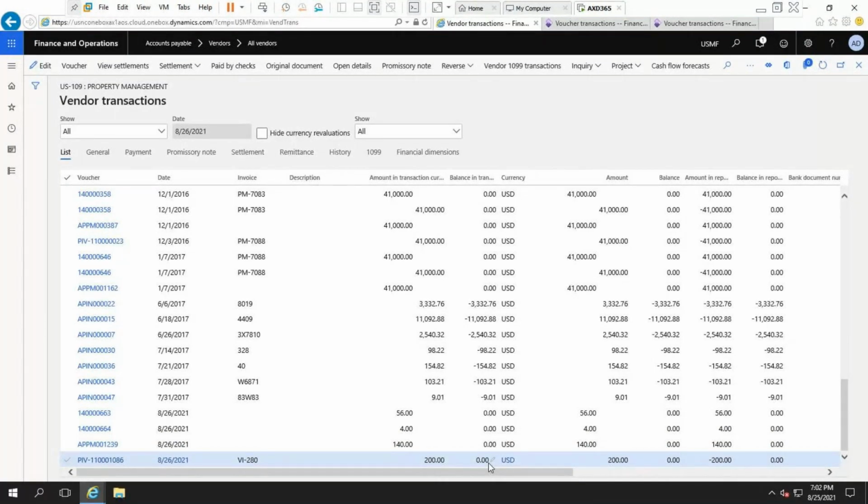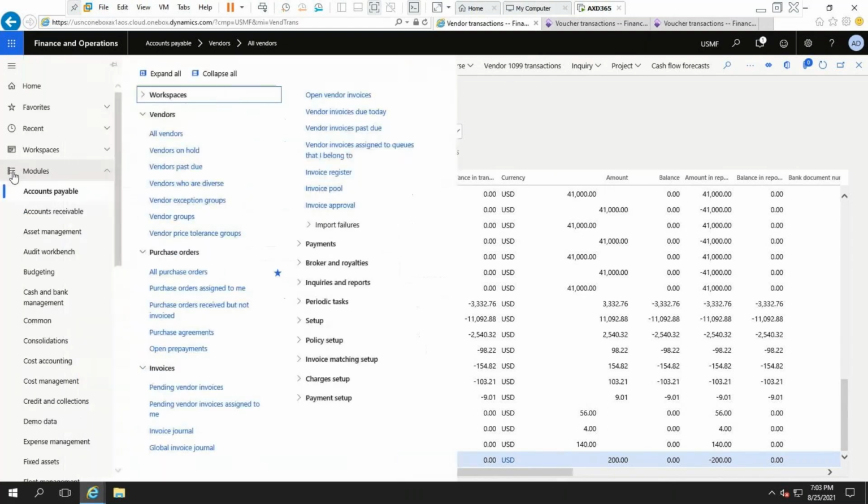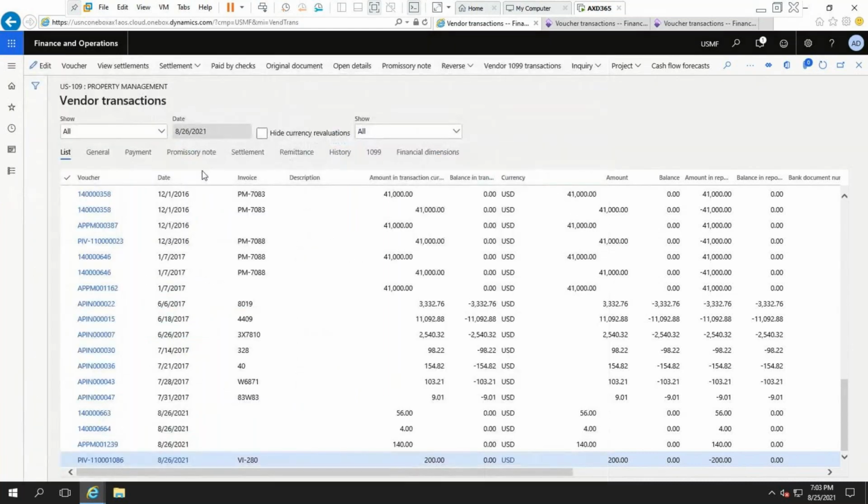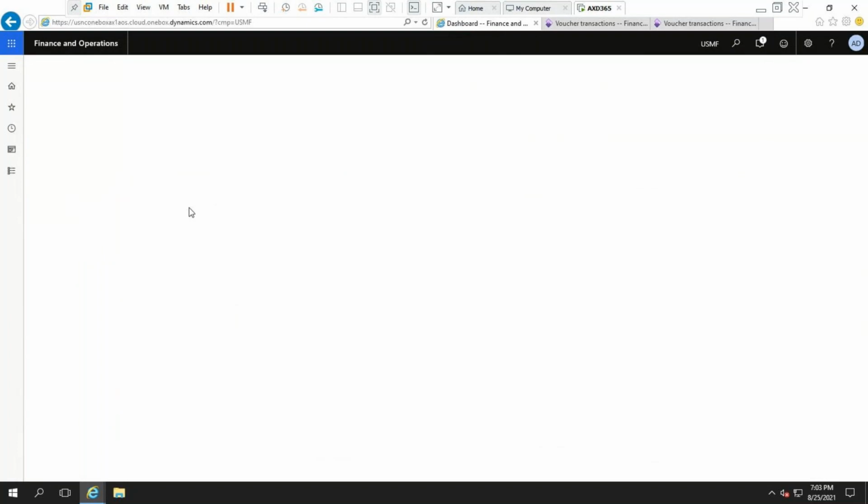Hashmi, you have mentioned that 3% is not calculating cash discount, am I right? Yes, 5% was getting calculated sometimes. Then again, if I do it, it's not working, and after 1 week, 3% was not working. So you need to map properly. Let me show you payments setup, cash discounts. You need to create independently first. 7 days means from the 8th day onwards it will change.